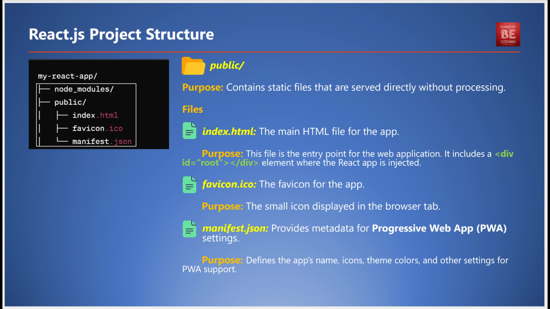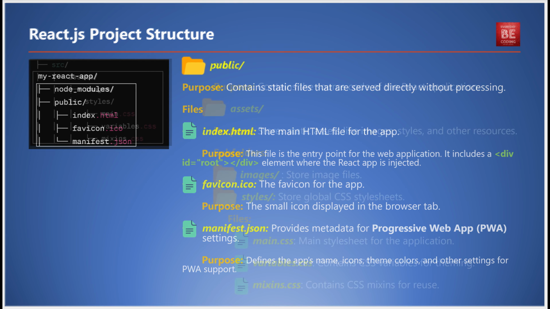Next, the public directory serves as the public face of your application. It contains static files like the index.html, which is the launching pad for your app, embedding the React application into the div with an ID of root. The favicon.ico and manifest.json add flair and function, setting the stage for a progressive web app.